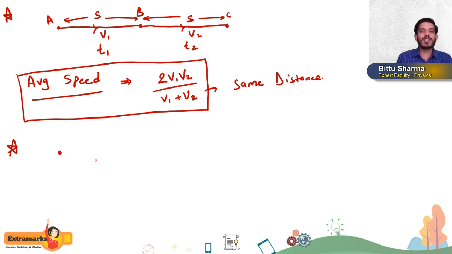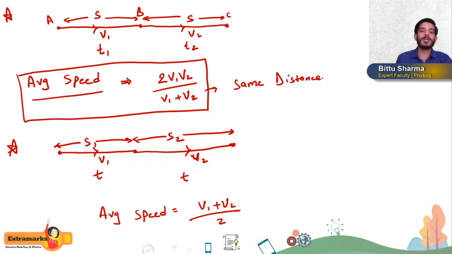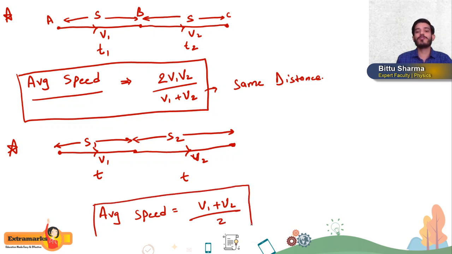Okay, so suppose the time is the same, students. Let us say this distance is s1, this distance is s2. A man covers distance s1 with speed v1 in time interval t, and in the same time again travels with speed v2 to cover a distance s2. So here the time is the same, so how much will be the average speed? Average speed will be v1 plus v2 divided by 2. This will be the average speed for this particular concept.